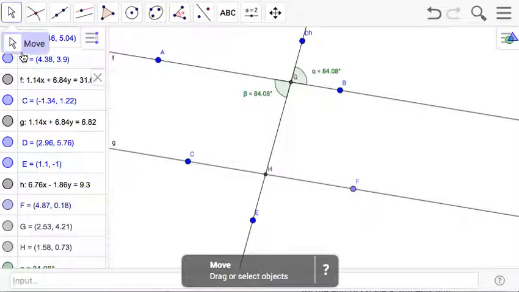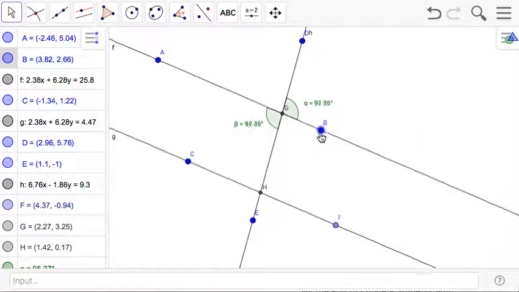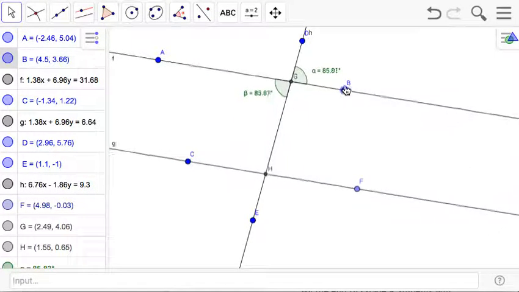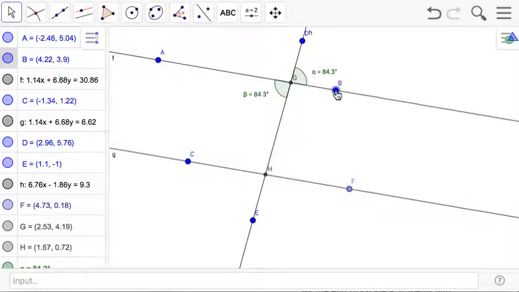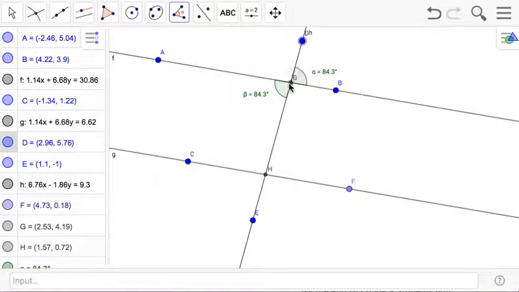So at this point, you can now move around your point B to show that while the angles change, they are always equal to each other. So vertically opposite angles are equal. I'm now going to measure these two angles in here. So I'll go back to my Measure tool, and remember that I need to go in counterclockwise order.